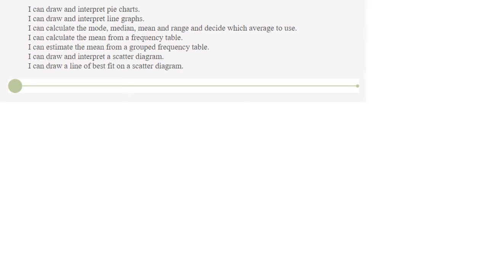This video covers Chapter 3 of the book, the GCSE Higher Maths, and we're going to be looking at different graphs and things. We're going to start off with pie charts.